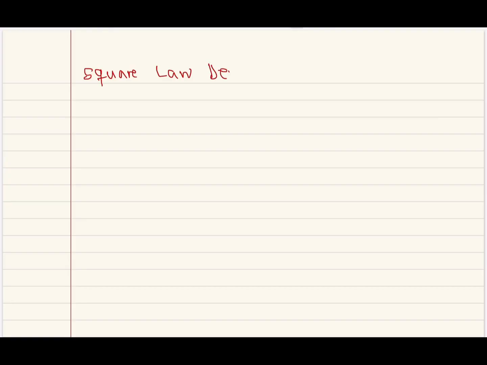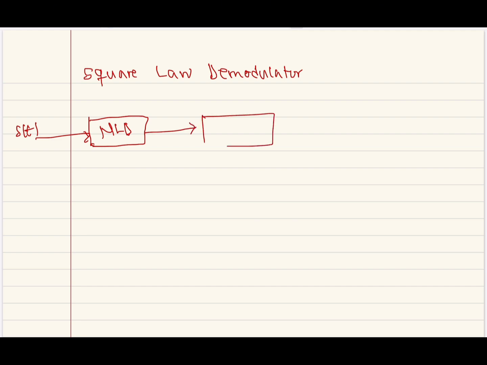Square law demodulation. For this square law, the input of a nonlinear device is going to be our S of t, and then the output is passed through a low pass filter, and then we get our message M of t.